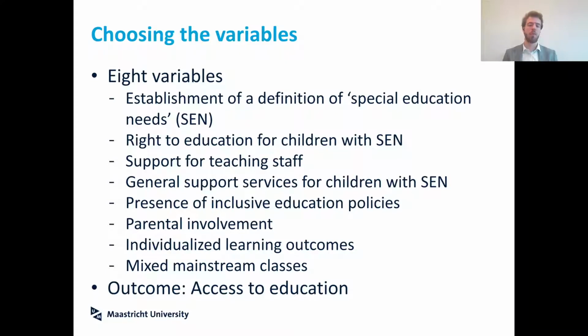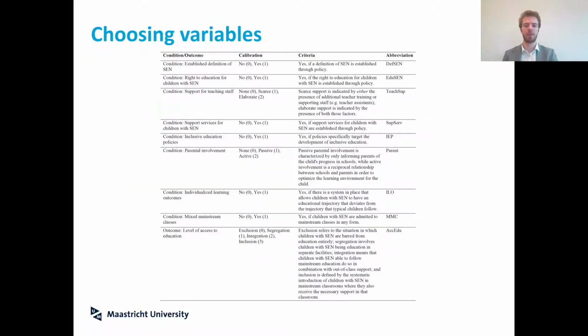As outcome, we took the degree of access to education, which we divided in 4 levels. Now let's look at how exactly these variables were coded. This table is directly from the paper that is currently under review. I will leave a link to the preprint later in this presentation.